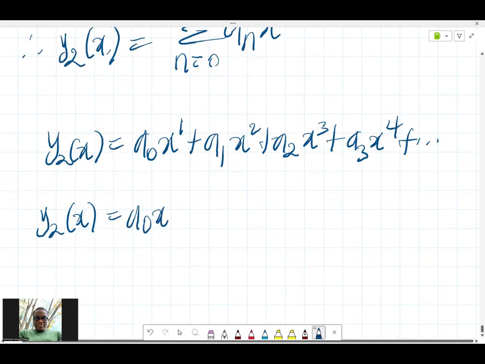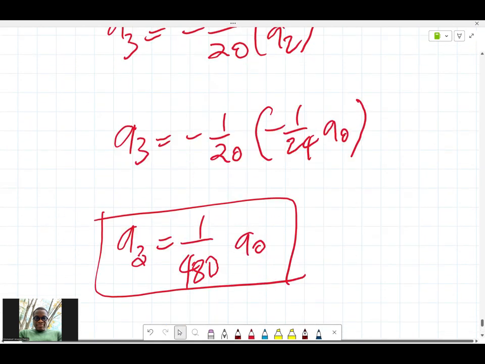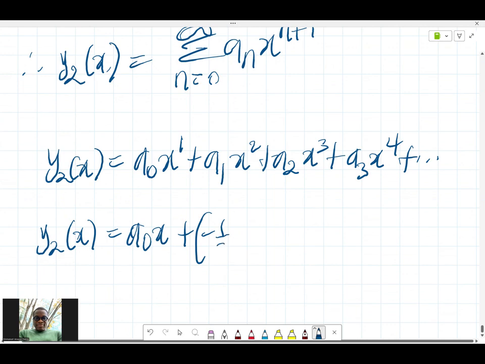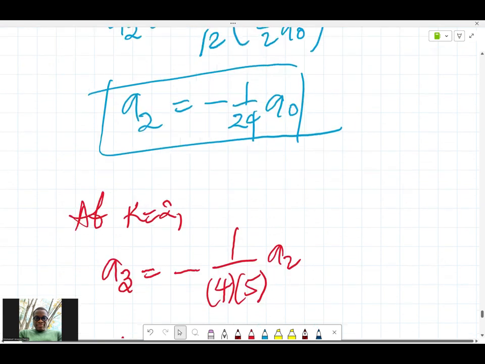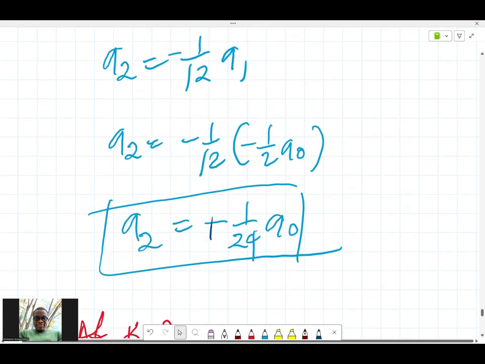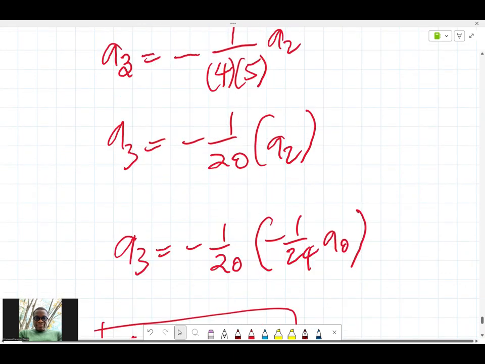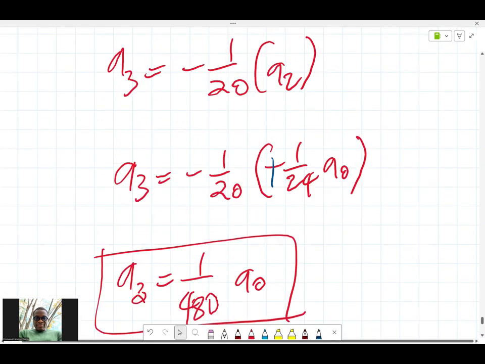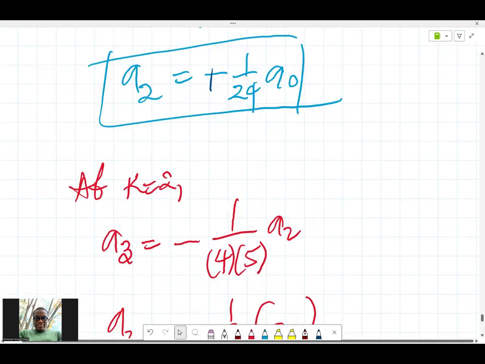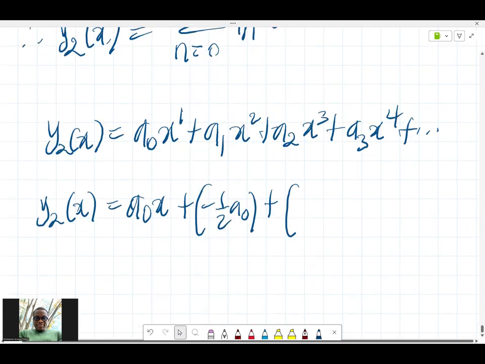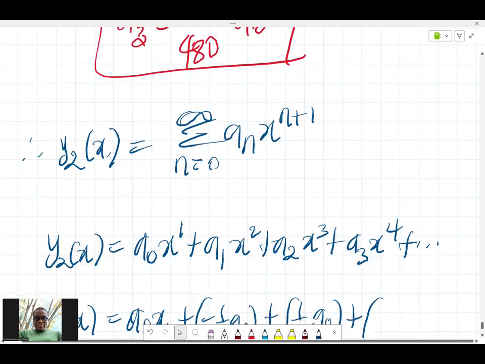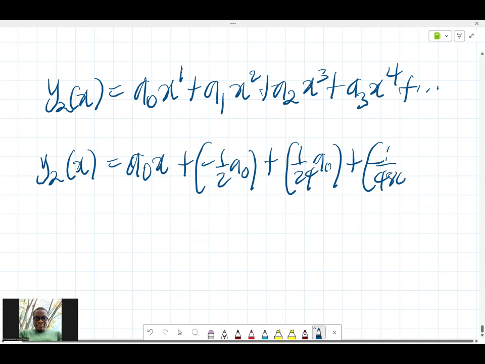So we have a naught x, plus a1 here is minus half a naught, so that is minus 1 over 2 a naught, plus a2 is, oh, this should be plus 1 over 24. Yeah, a2 is plus 1 over 24, so this will now be minus 480. So this is plus 1 over 24 a naught. Then a3 is minus 1 over 480 a naught.